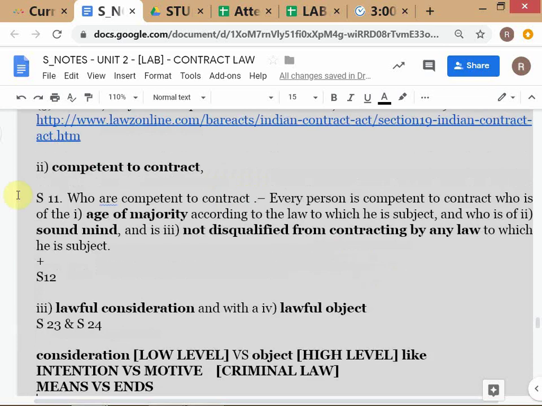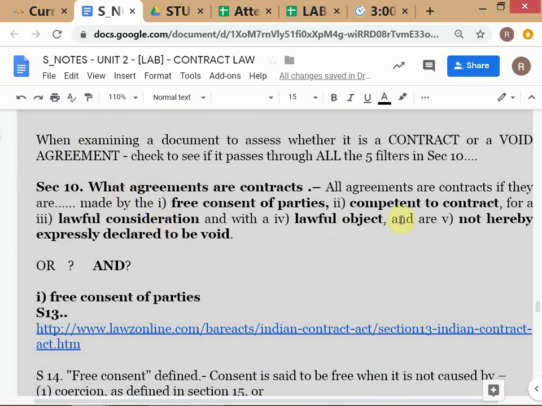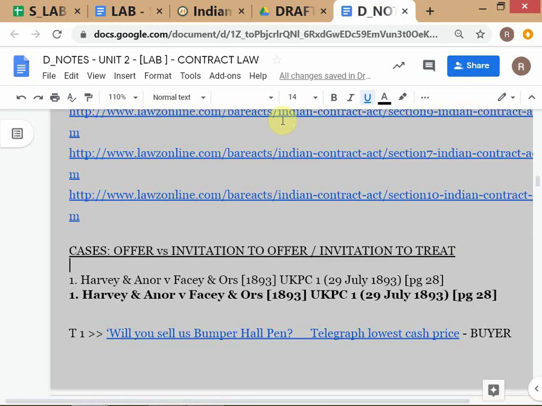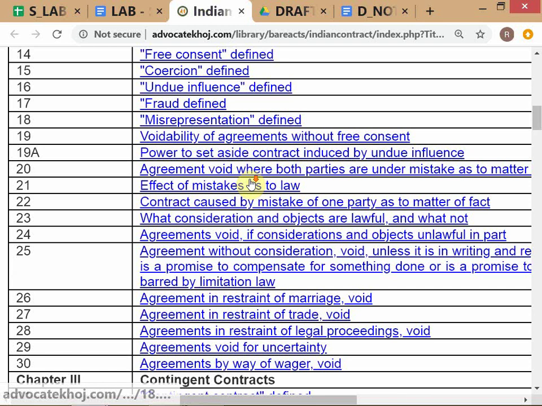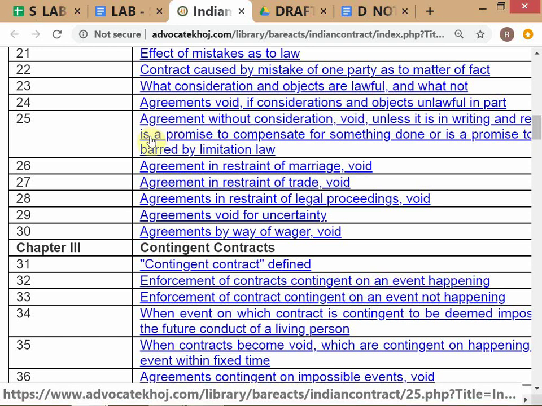Okay, so the object and consideration both have to be lawful, and they should not be hereby expressly declared to be void. This is an arbitrary category, number 5. The legislature has arbitrarily decided that certain types of contracts are void. So for instance, if you go to sections 25 to 30, what types of agreements are void? What falls in the fifth category?